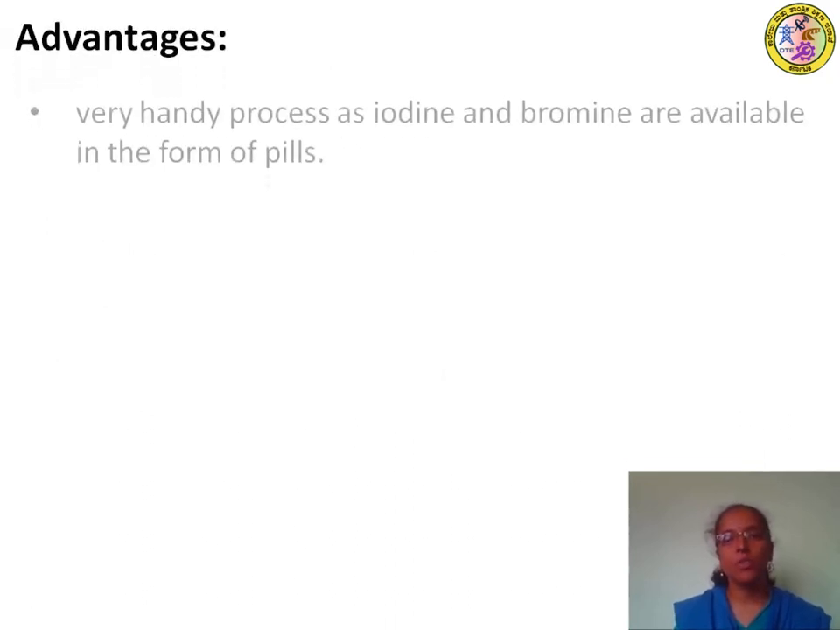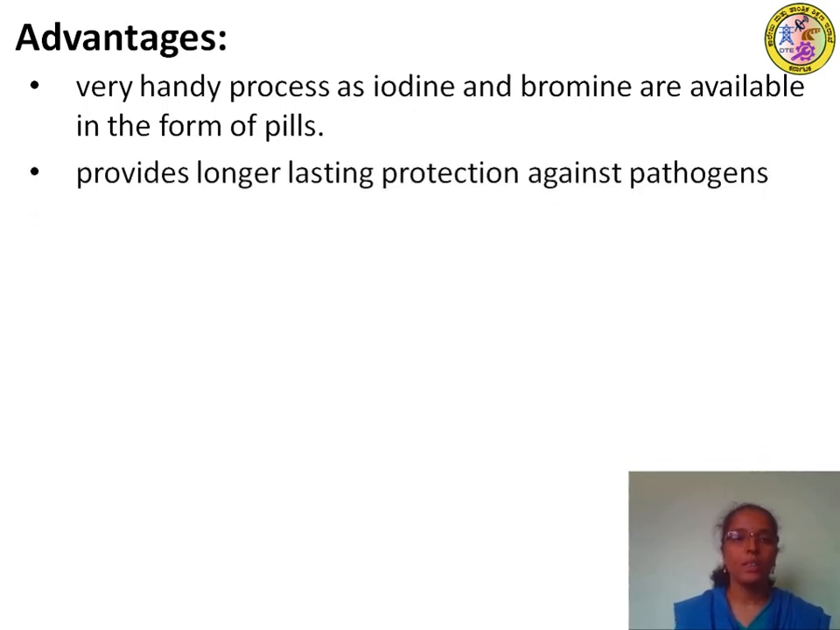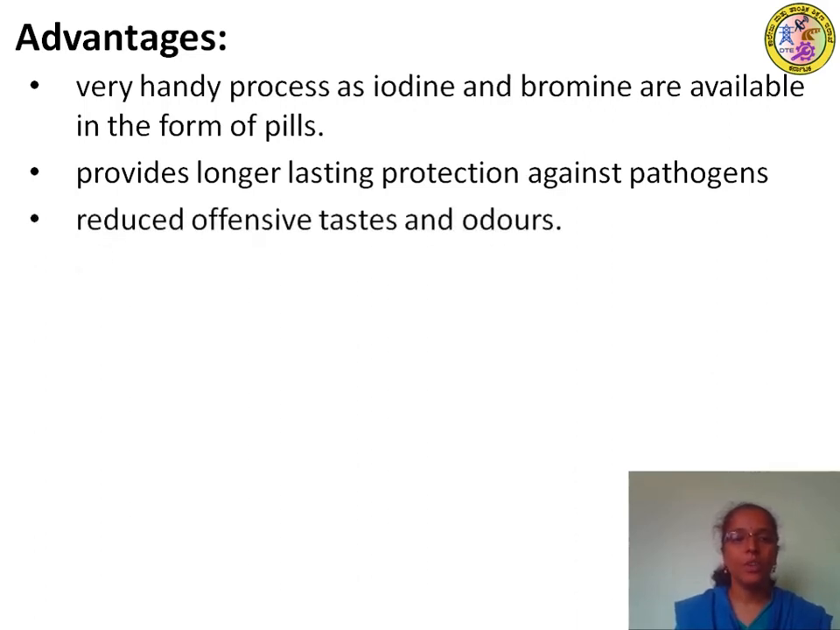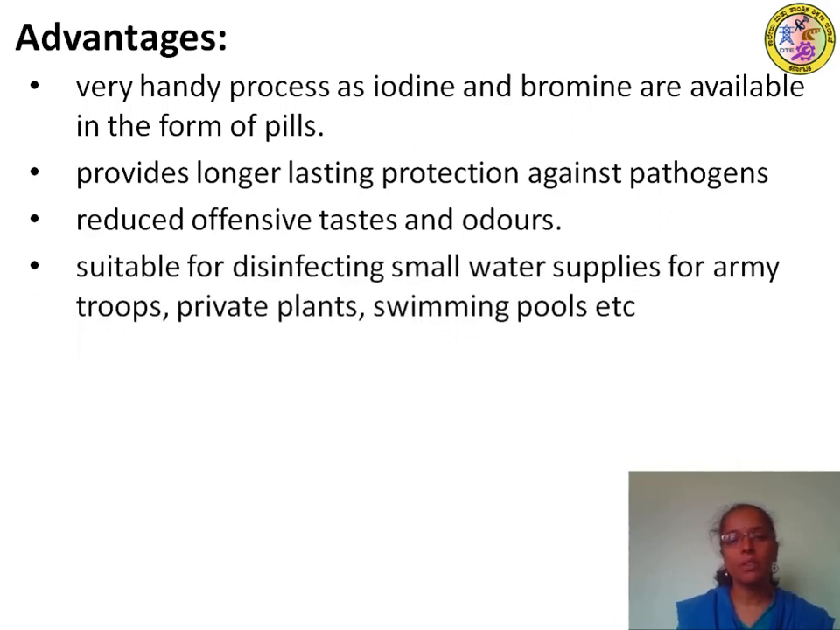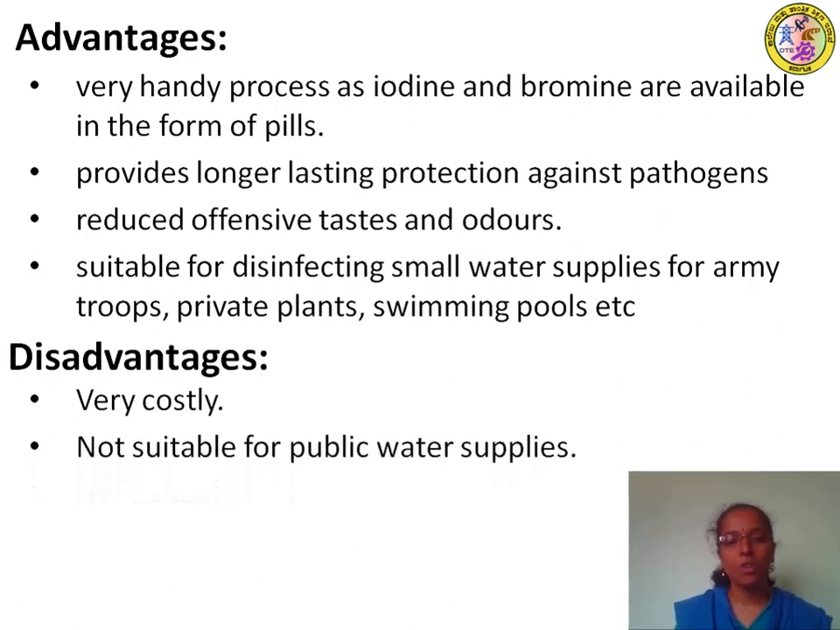The advantages of using iodine and bromine are, it is a very handy process as they are available in the form of pills. It provides longer lasting protection against pathogens. It reduces offensive tastes and odors. It is suitable for disinfecting small water supplies such as for army troops, private plants and swimming pools. The disadvantages are, it is very costly as iodine and bromine are costly, and it is not suitable for treating public water supplies.